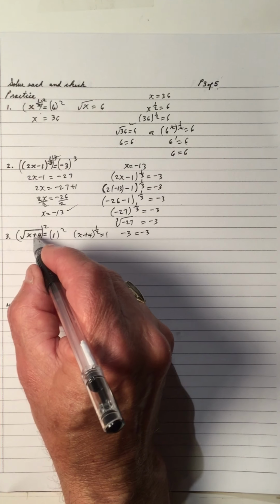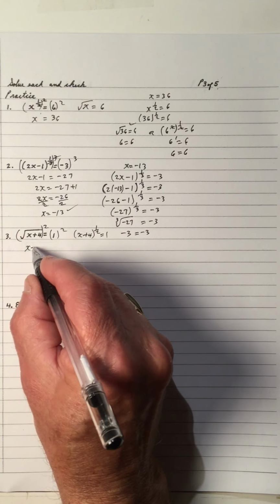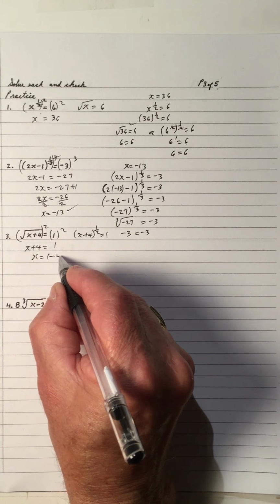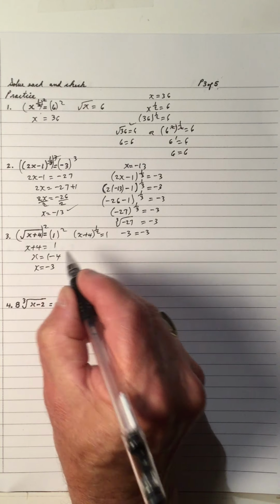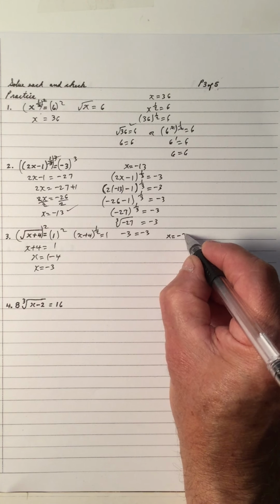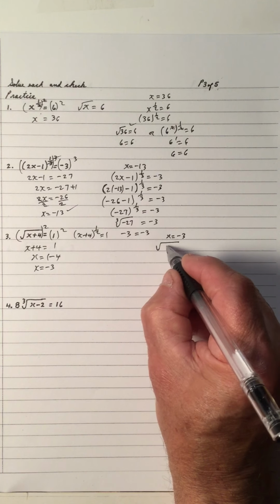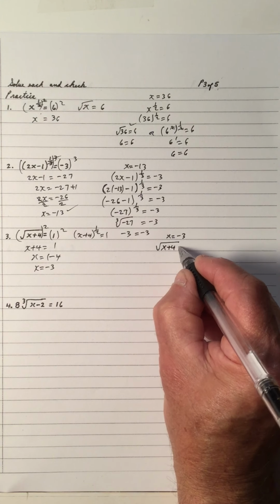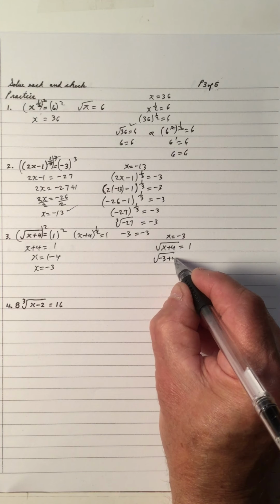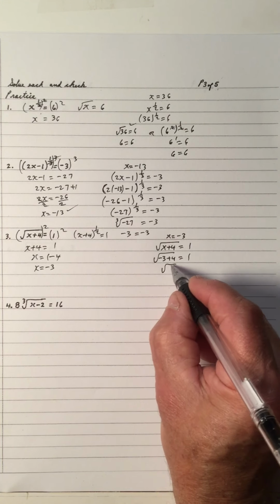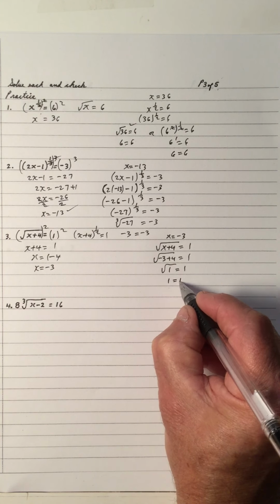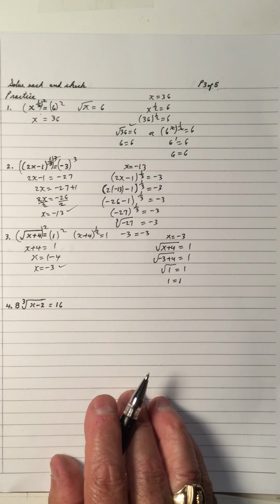So the square root of x plus 4 squared is x plus 4. 1 squared is 1. So x is 1 minus 4. So x is negative 3. And we check x equals negative 3 in the equation. Make sure. And we're subbing in a negative 3. So negative 3 plus 4 is 1. Square root of 1 is 1 equals 1. So negative 3 is the solution.